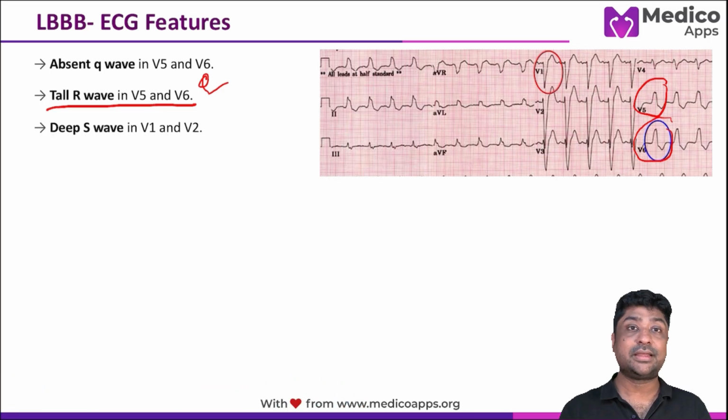Another key aspect, deep S wave in V1 and V2. In a left bundle block, the initial right ventricular forces dominate in the early part of the complex, causing a large S in the right precordial leads, a hallmark of LBBB.